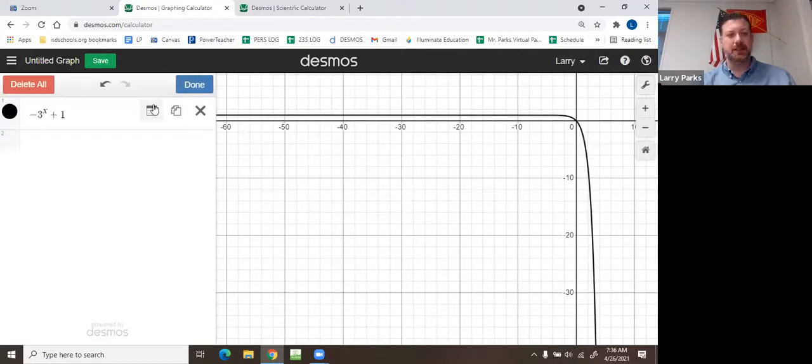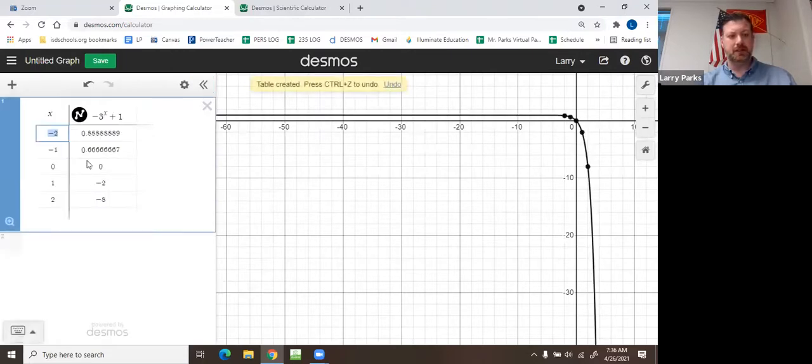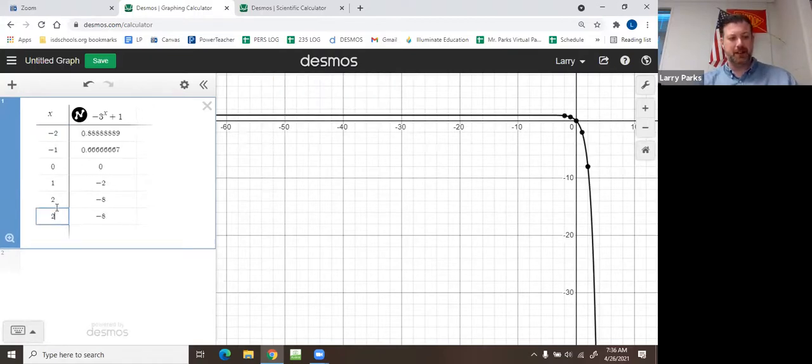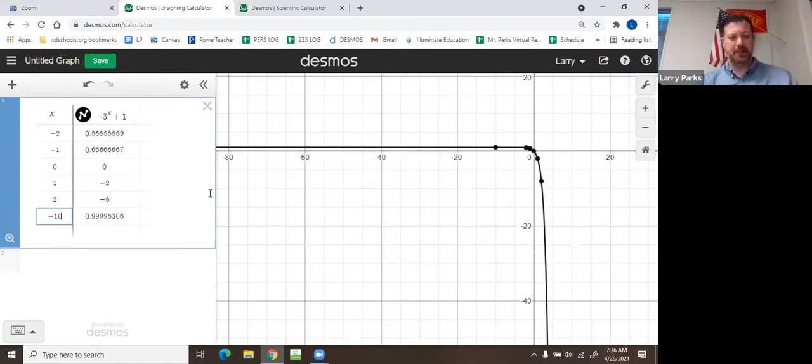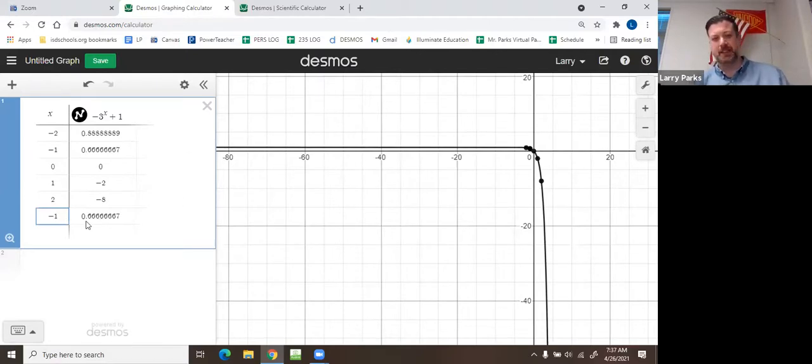Then if I look at the table, if I play around with it, if I put in 20 or 30, it's a really, really small number down there. But if I plug in negative 10 or negative 11 or negative 12 or negative 13 or negative 14 or negative 15, it gets closer and closer to negative 1, but it will never be negative 1. I'm sorry, not negative 1. It'll never be positive 1.